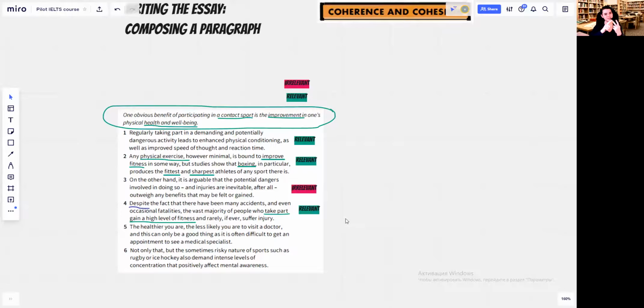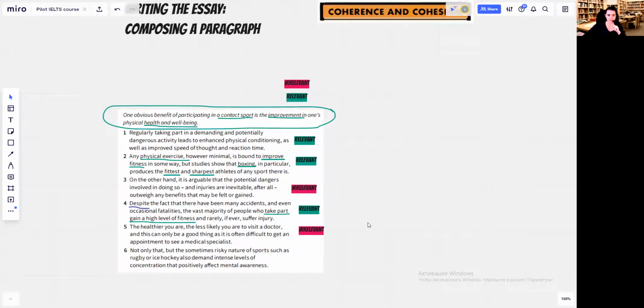But is it relevant? Does it develop an idea that contact sports improve your fitness? No, of course it doesn't. It doesn't reinforce this idea. In fact, it doesn't even connect to it in any way. So, although it is true, although it is logical, it is irrelevant, and that's what matters.